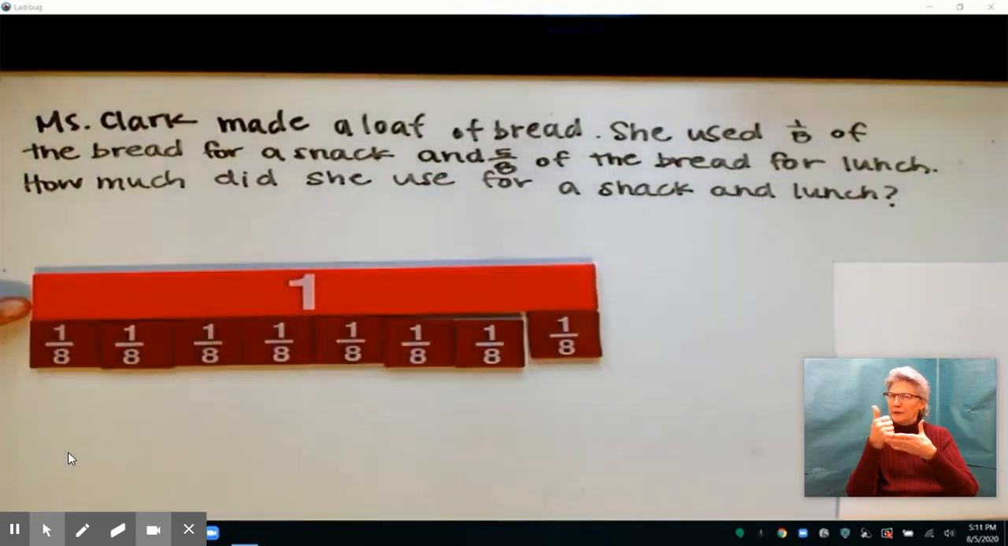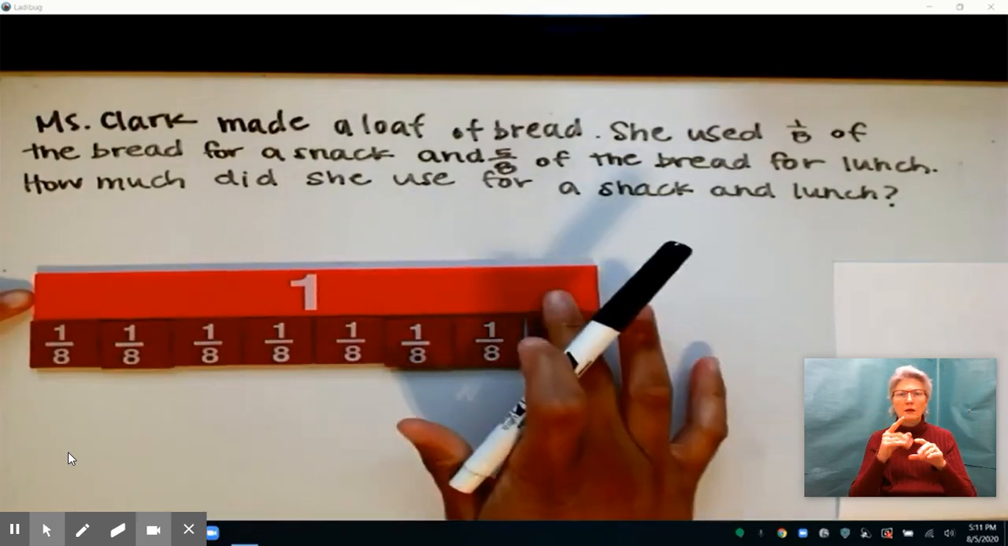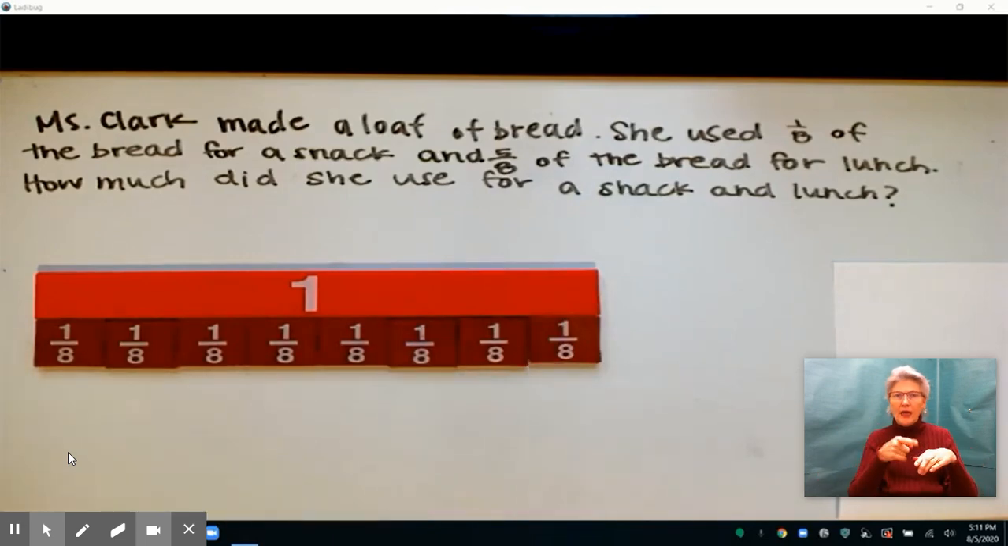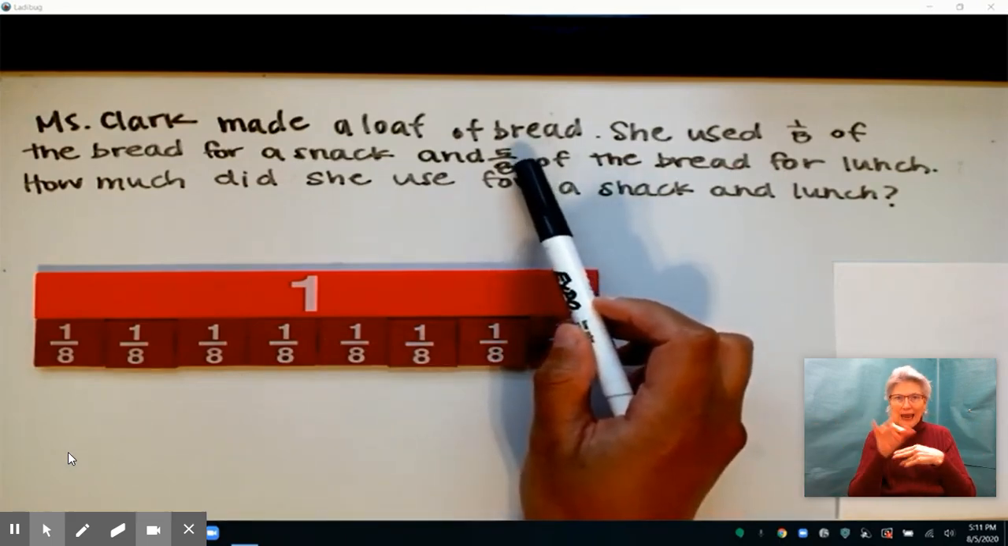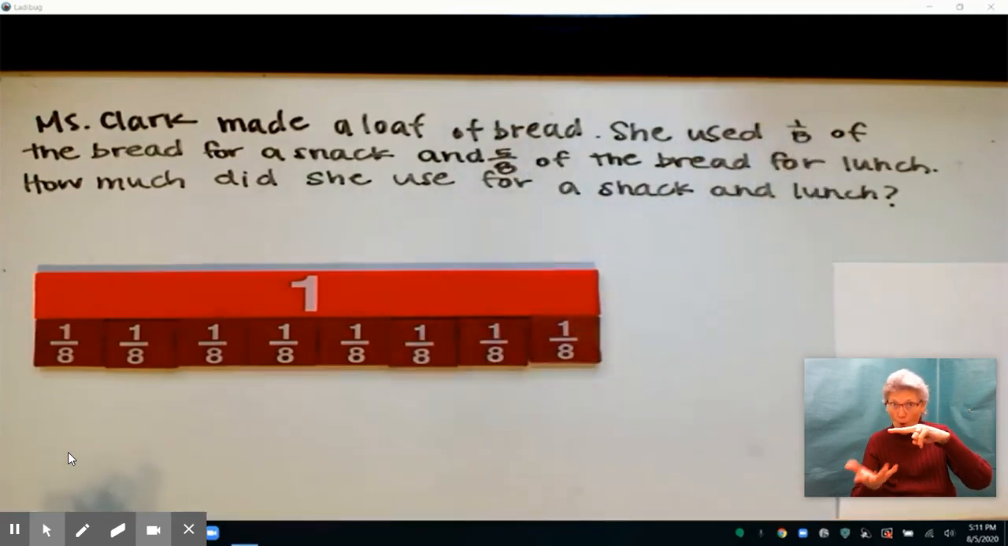This one whole is going to represent the whole loaf of bread that Mrs. Clark made. And then I have my 1/8 fraction tiles here below to help me figure out how much she used in total since she split her bread into 8 equal parts. And I know that because of the denominator in the fractions found in my problem. So I know that Mrs. Clark used 1/8 of the loaf of bread for a snack.